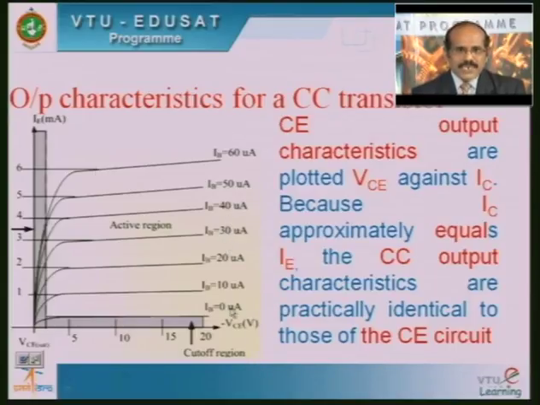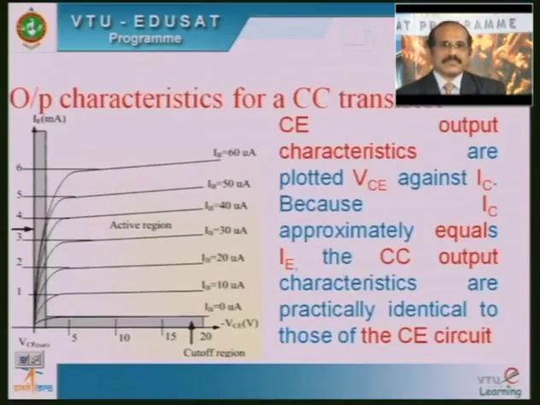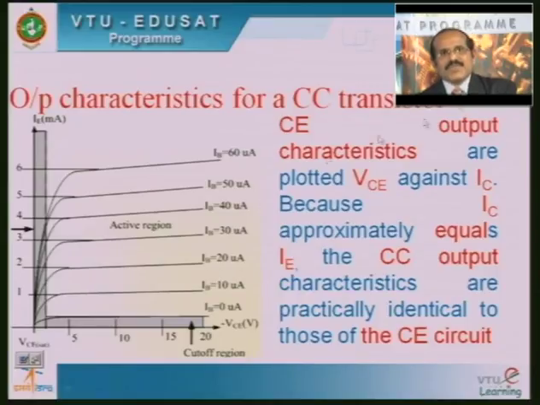Therefore, what is the output voltage? The output voltage is the collector to emitter voltage, VCE, and the output current is the emitter current IE, keeping the base current constant. I repeat, the output characteristics is the graph between VCE and IE, that is, output voltage VCE and output current IE, because this is a common collector configuration.